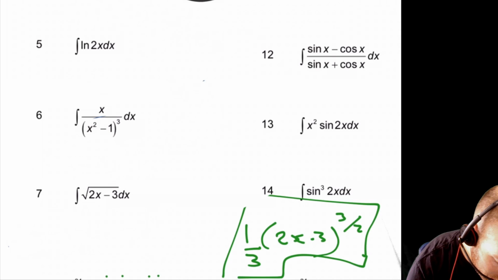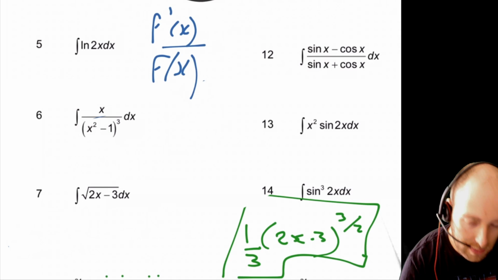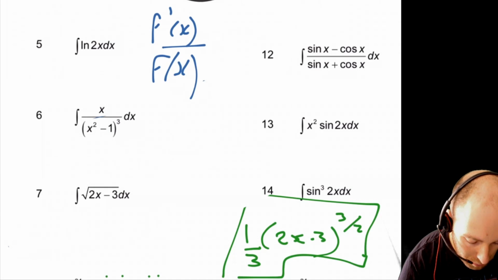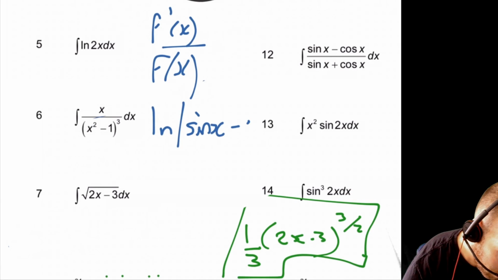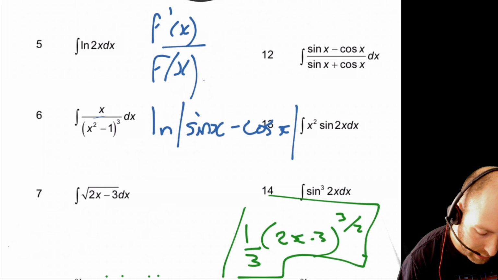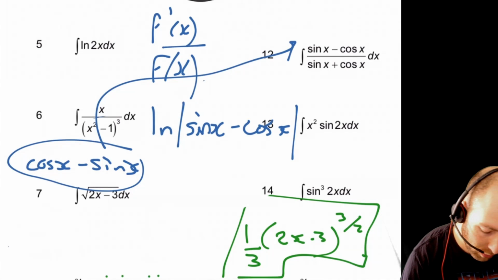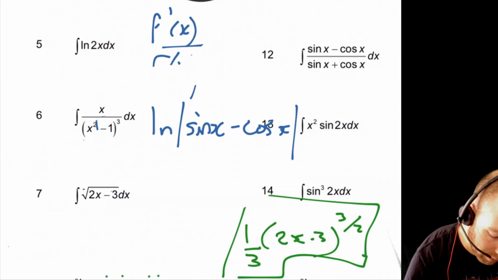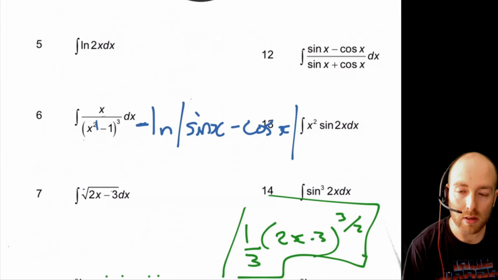So in question 12, you need to spot you've got f dash x over f of x. If you think differentiate sine, you get cos, differentiate cos, you get sine. We've got those on the top. So we're going to try ln of sine minus cos. If you differentiate that, you'd get cos minus sine, which isn't what we have. If we compare them, we've got the negative version of that. So we need to introduce a minus sign so that we get the right answer. So we need a minus sign out the front there.